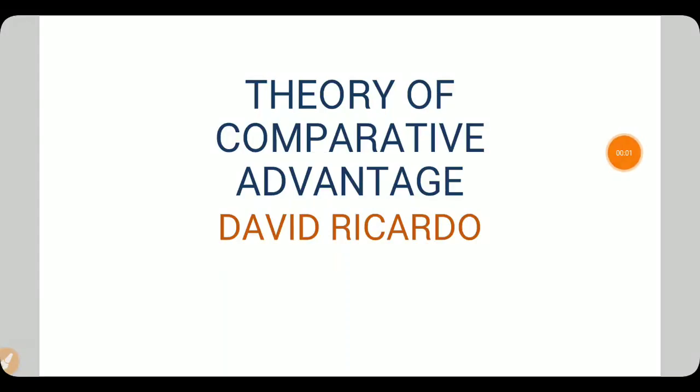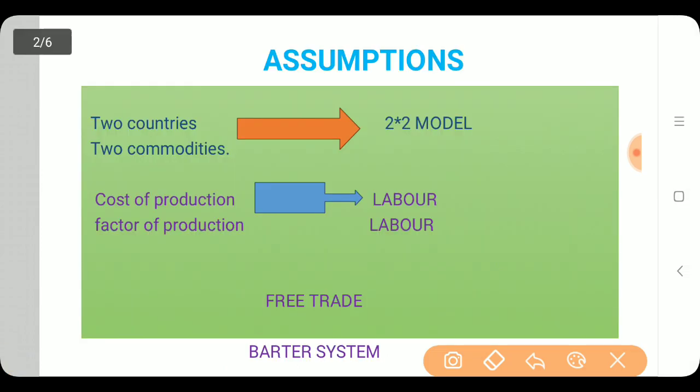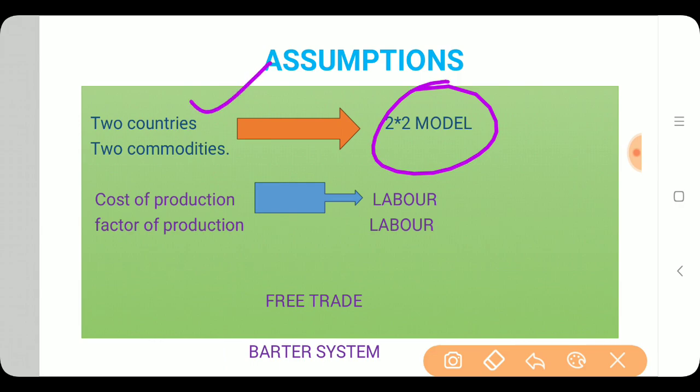Hi students, today I'll explain David Ricardo's theory of comparative advantage, which is also known as the theory of comparative cost advantage. Before going into the theory, I'll explain some of the assumptions given by David Ricardo. According to him, it's a 2 by 2 model. That means there will be only two countries and those two countries will only be producing two commodities.